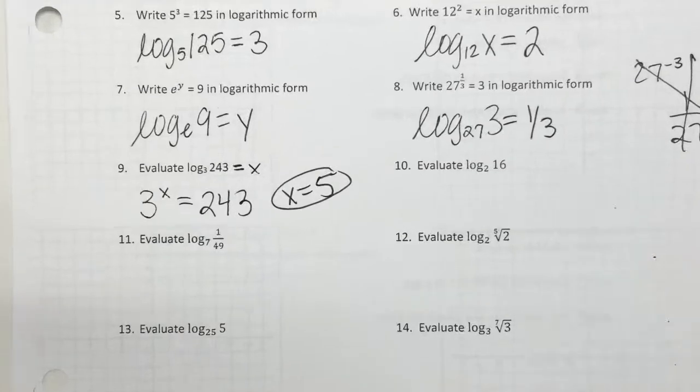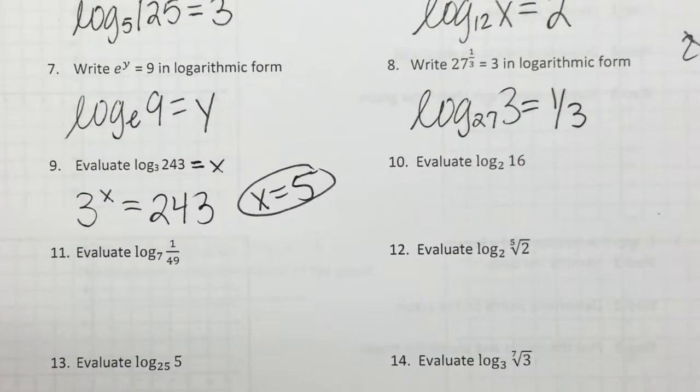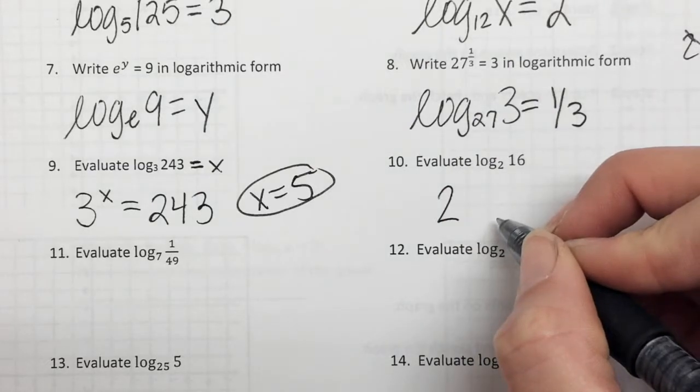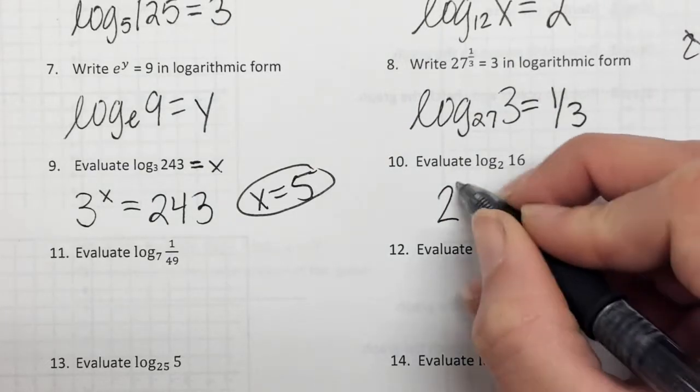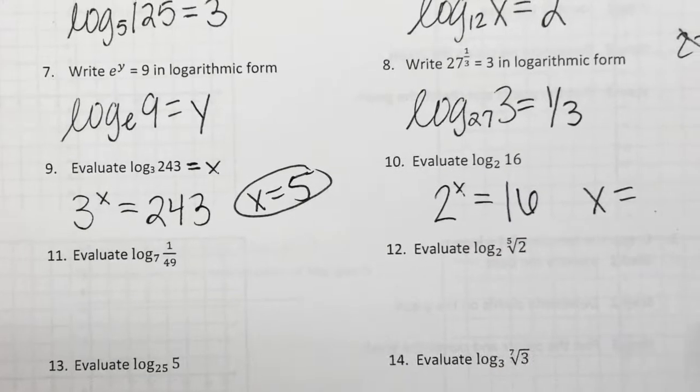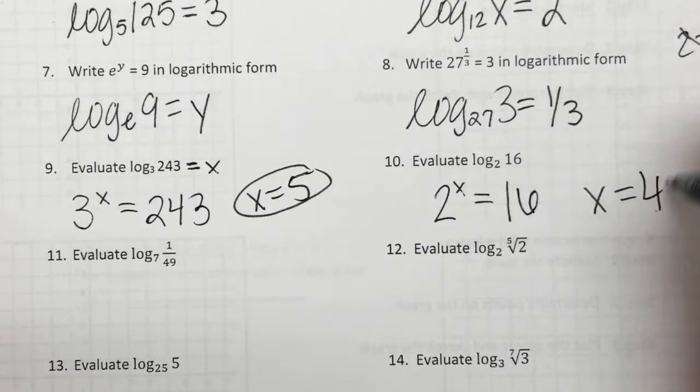Alright, Darian, tell me how to write this one in exponential form. 2 to the x equals 16. Alright, go ahead and tell me what x would be. 4. Everybody agree? 2 to the 4th? Very good.